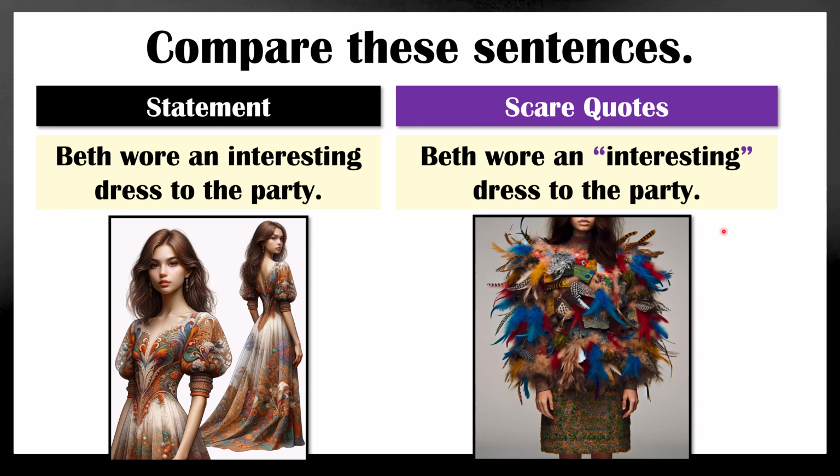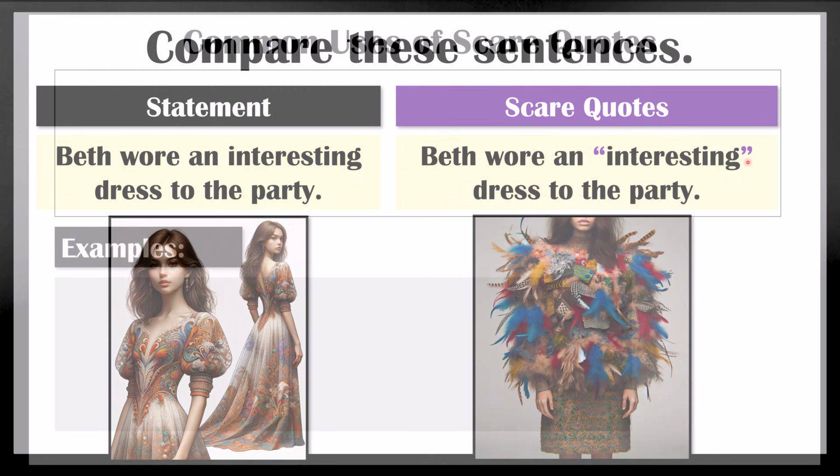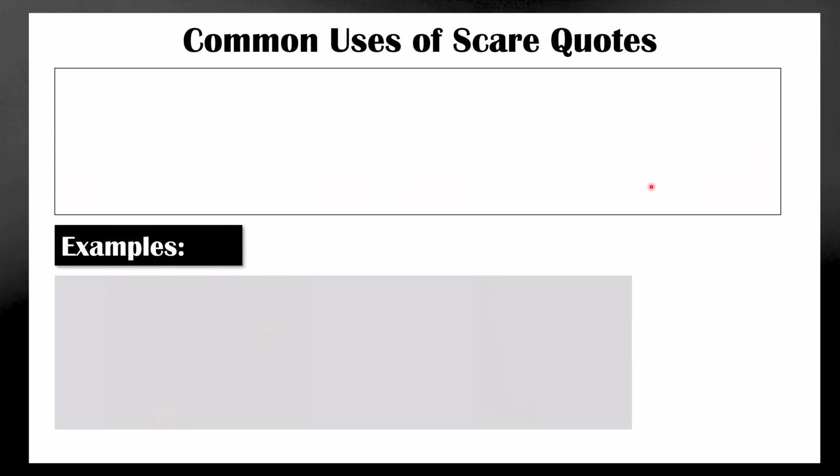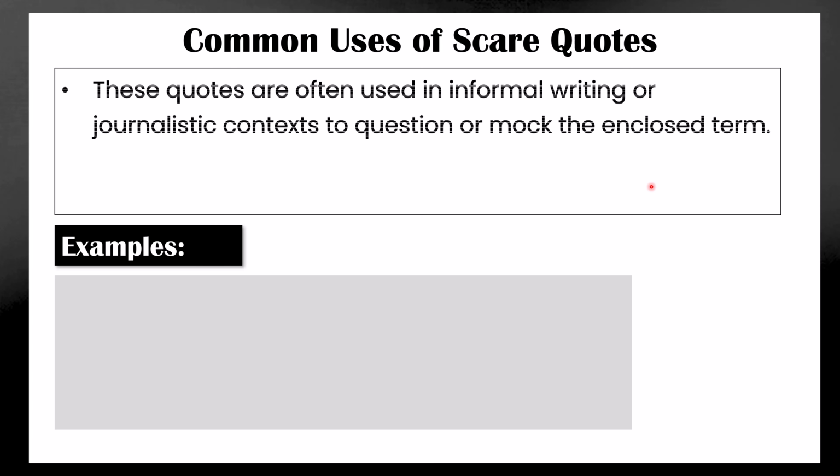For example, let's say Beth wore this dress full of strange feathers, and it looked quite bizarre. By putting "interesting" in quotation marks, I'm implying that by interesting, I really mean her dress was very strange or weird or quite bizarre. So what are some common uses of scare quotes?